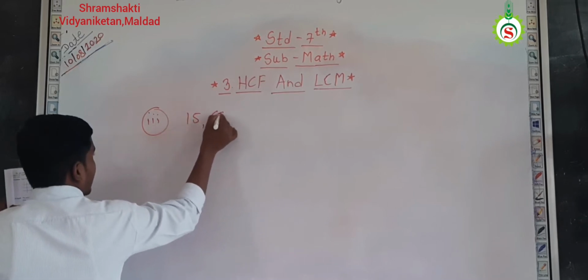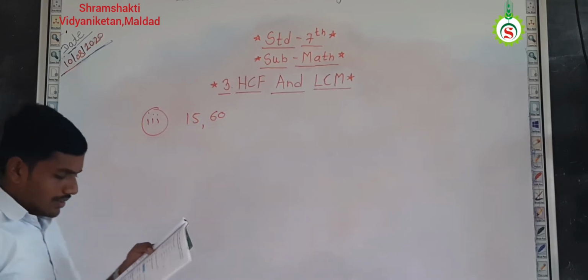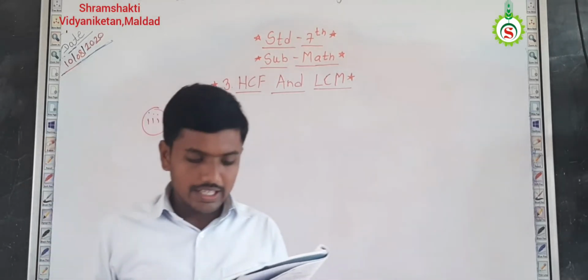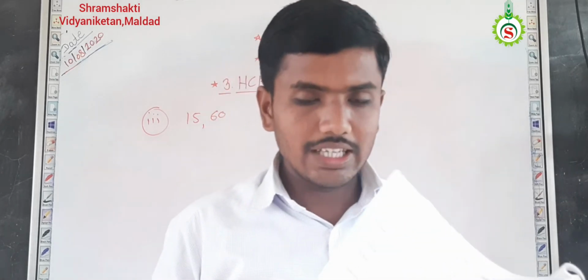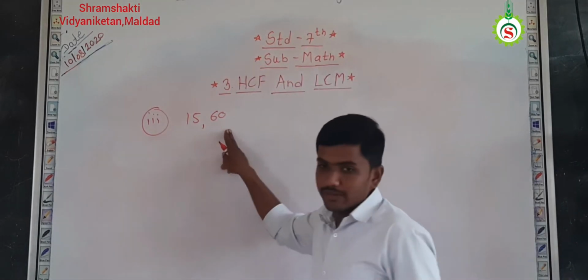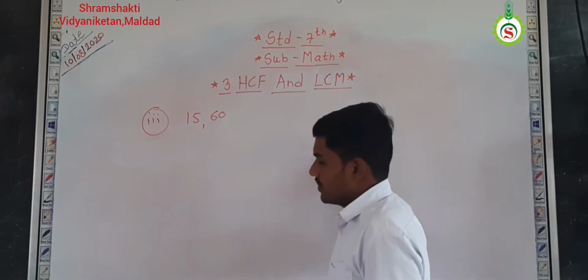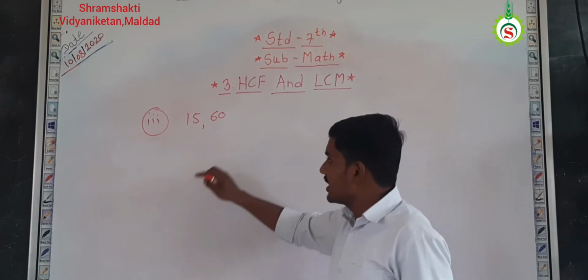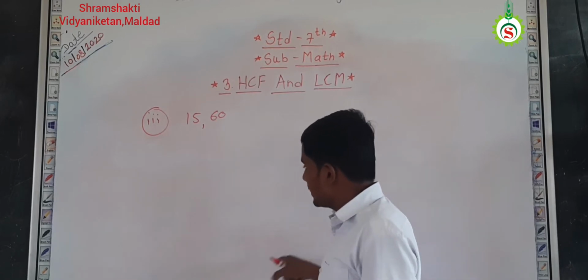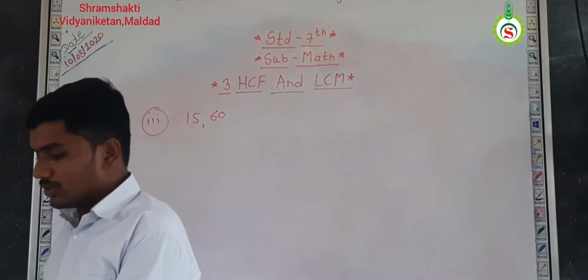Numbers are 15 and 60. Now what you have to do? What you have to find out? Find the HCF and LCM of numbers given below. And which are the numbers? 15 and 60. That means you must find out HCF, also LCM. And then you have to verify that the product of HCF and LCM is equal to the product of the given numbers. Okay? We will see.